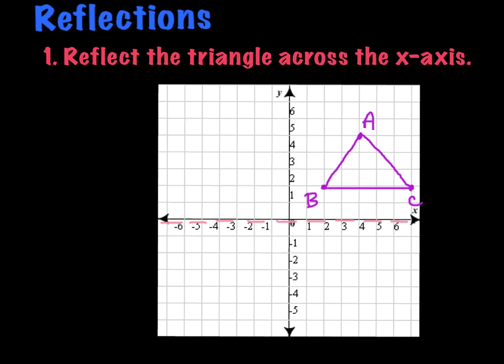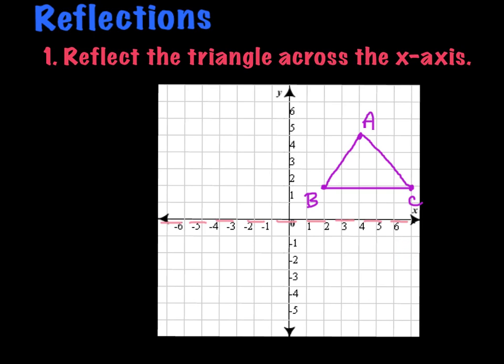So what you want to do when you reflect this triangle is make sure that it's the same distance from your reflection line. So point A is 5 units. If you count 1, 2, 3, 4, 5 units from the reflection line, whenever you reflect it, it has to be 5 units down here. B is 2 units, so your reflection point will be 2 units from the x-axis. And then C will be 2 units also.